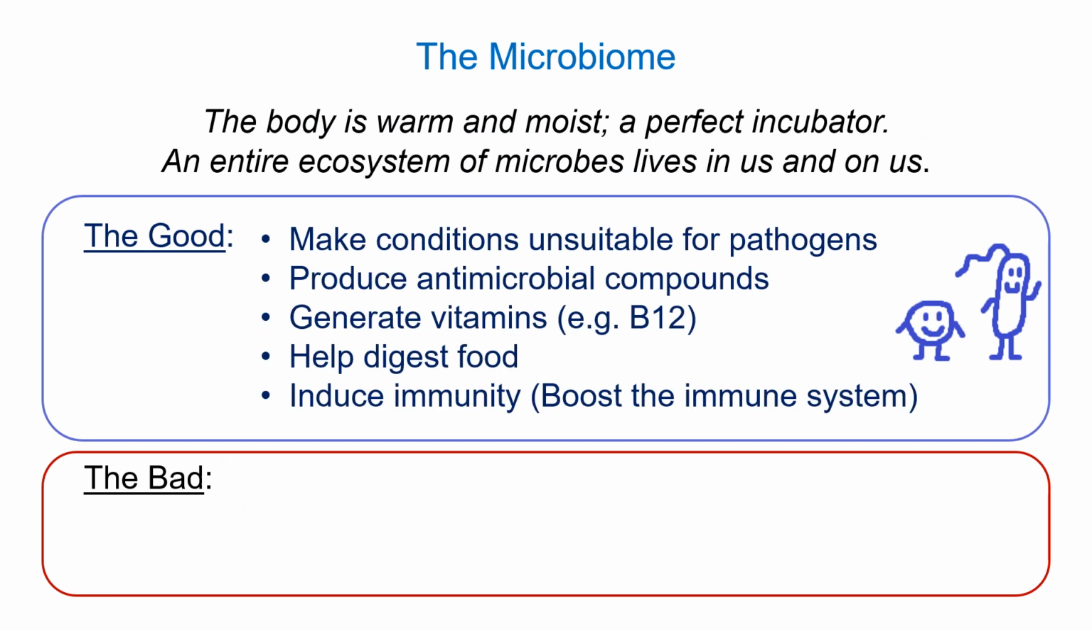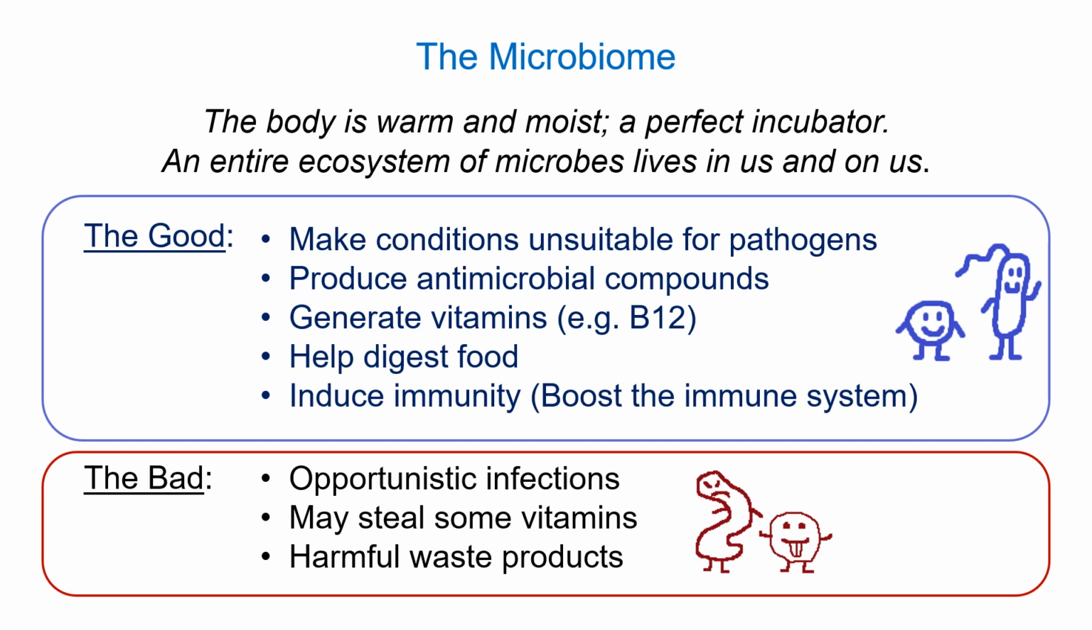So a lot of these microorganisms are good for us. They might make vitamins for us. They help us digest food, like lactose if we drink milk. A lot of them will make conditions unsuitable for pathogens. We'll talk about that later on. That's called microbial antagonism. And a bunch of them induce immunity, meaning that they're essential for the proper development of our immune system. Of course, many are bad. We're talking about opportunistic infections. They may produce toxins that cause us harm or disease.